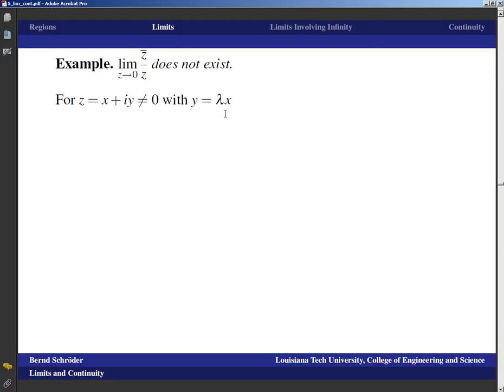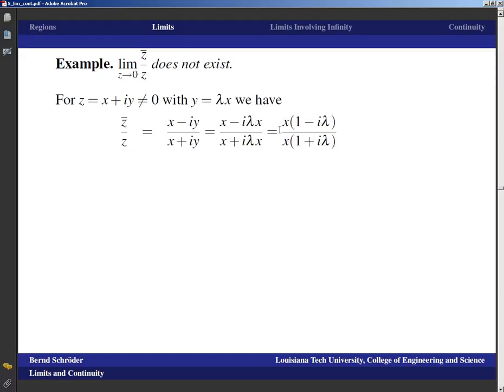And choose y equals lambda x, and we'll see why that is the case again in just a second. Then we have that z bar over z is (x minus iy) over (x plus iy), which is (x minus i lambda x) over (x plus i lambda x). And I can factor out the x here to get x times (1 minus i lambda) over x times (1 plus i lambda). And that's just (1 minus i lambda) over (1 plus i lambda). What's so great about that?